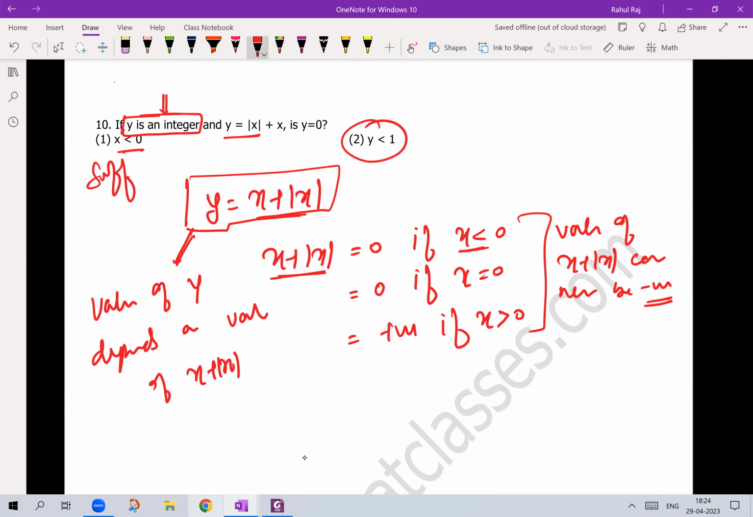Option number 2 says y is less than 1, but it also says y is an integer. And I also know that y can never be a negative value at all. Why? Because the value of y depends on the value of x plus modulus x, and that value can never be negative. So for y less than 1, there is only one value left, y is equal to 0. Considering y is an integer, you can't say, Rahul, y can be half, 1 by 3, 1 by 4. No. Right. So D is the answer. So you know everything, but despite that, if you mark a wrong answer, it's wrong. This is called a silly mistake.